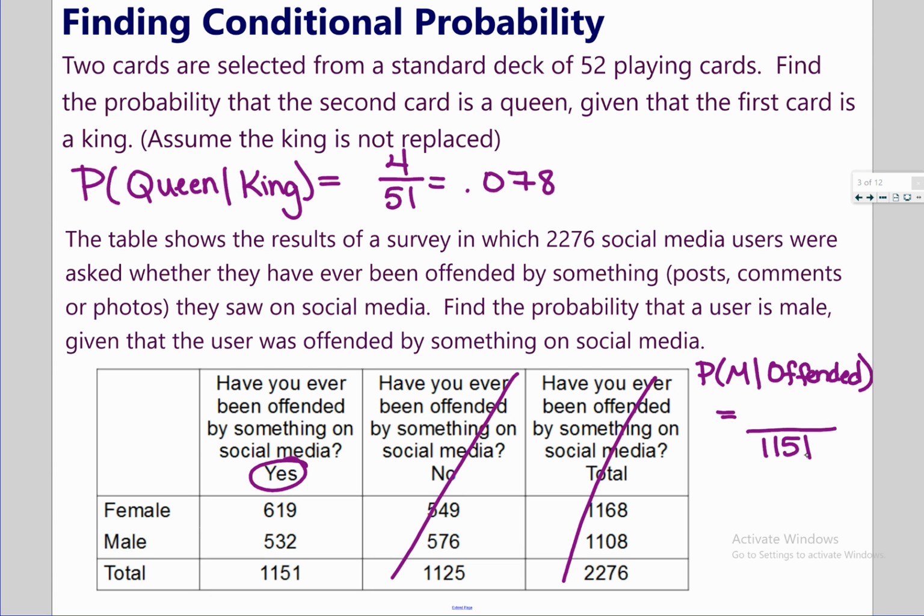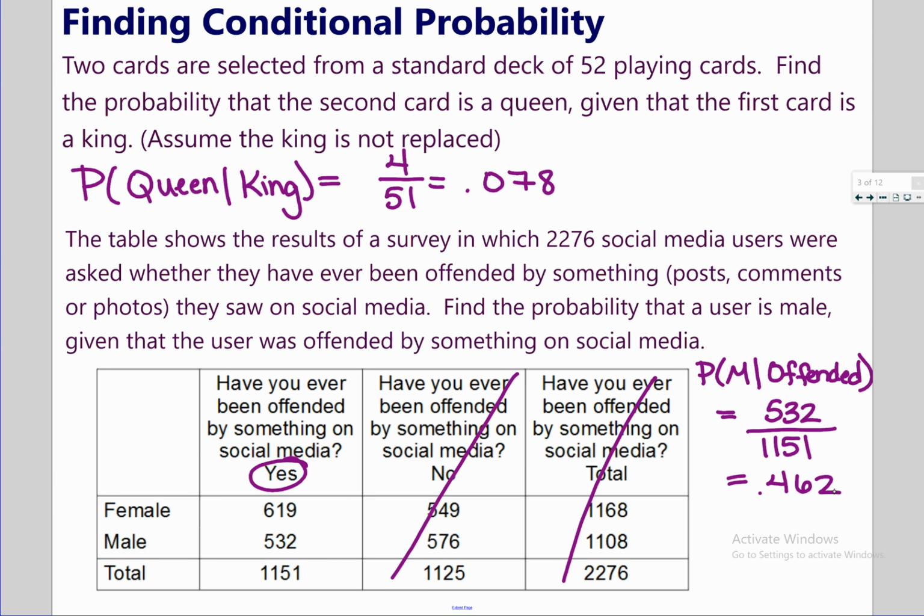1151. And how many males are in that yes column? 532. Okay, so the probability that we're selecting a male, given that they're offended, is all the people that were offended and the males that were within that smaller group. So 532 divided by 1151 to 3 decimal places is about 0.462. Okay, does that make sense?